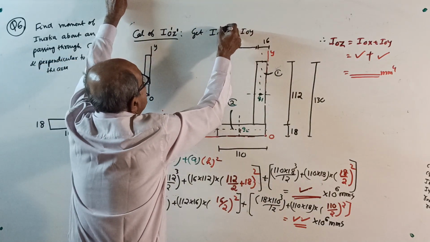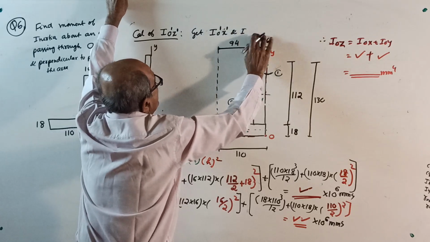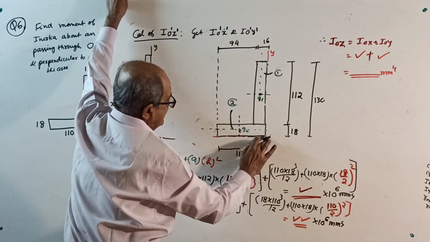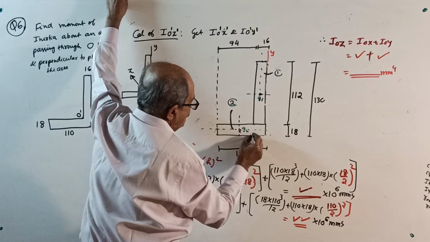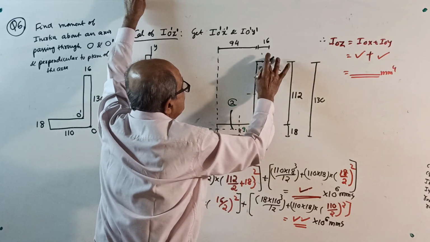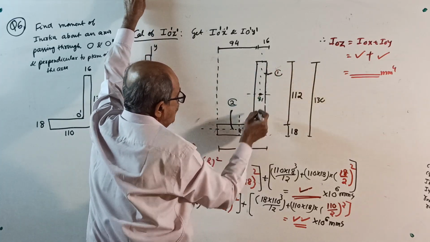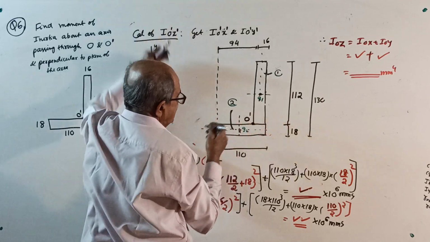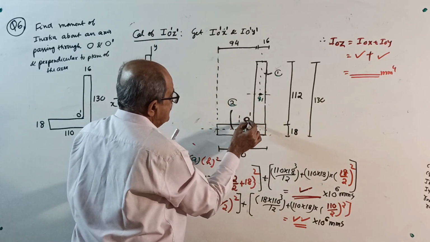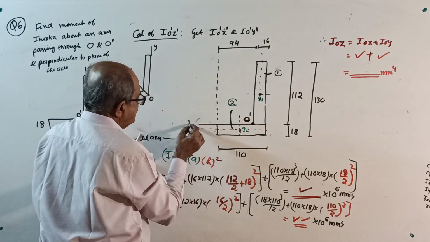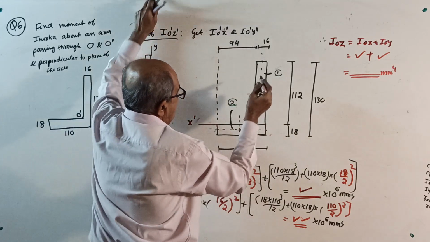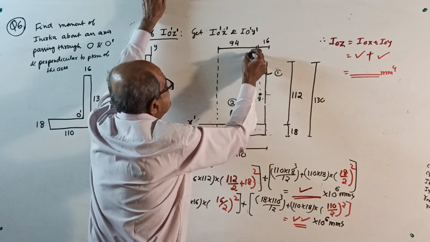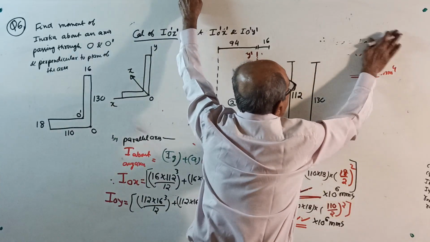Now, next. Calculation of I about O dash Z dash. Get I O dash X dash, I O dash Y dash. See now, red color is gone, changing now. One more sketch you have to write. Don't use the same sketch. Once again write here. Now your O dash is here. So through O dash, draw one axis here, OX dash, and here, this axis, OY dash. And then this I'll remove.